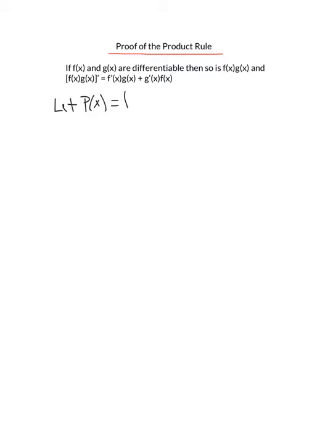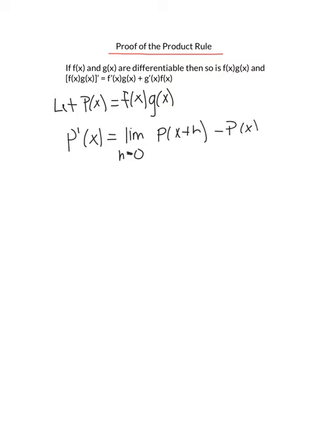the last proof. So I am going to start off by saying, let p of x equal my original function f of x times g of x. Then I'm going to go ahead and start using my first principles, and I'm going to be saying p prime of x is equal to the limit as h approaches 0 of p of x plus h minus p of x, all divided by h.